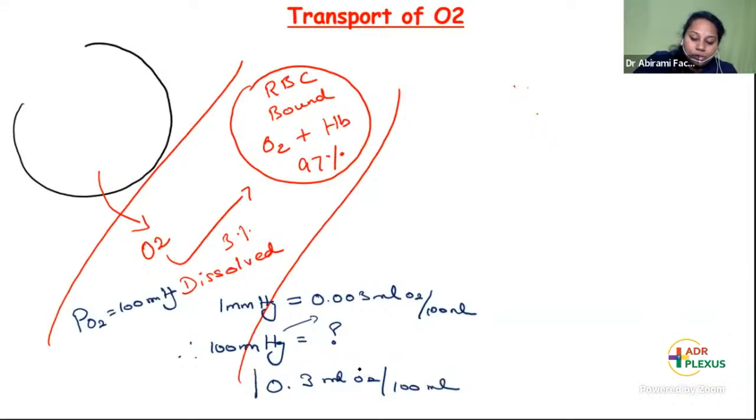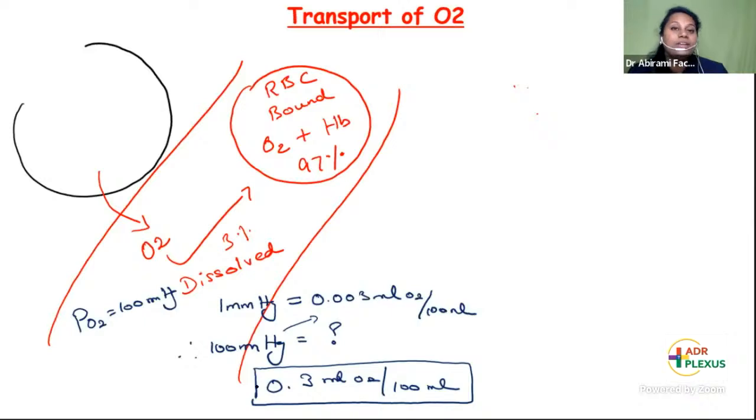So what is this value? This is the total quantity of dissolved form that is present. So how did we do this? Every 1 millimeter of mercury is contributed by 0.003 ml of oxygen. Your normal value of partial pressure of oxygen in the arterial blood is 100 millimeters of mercury. So 100 millimeters of mercury is contributed by how much oxygen? 100 into 0.003 gives you 0.3 ml of oxygen per 100 ml. So 0.3 ml is the total dissolved form of oxygen.